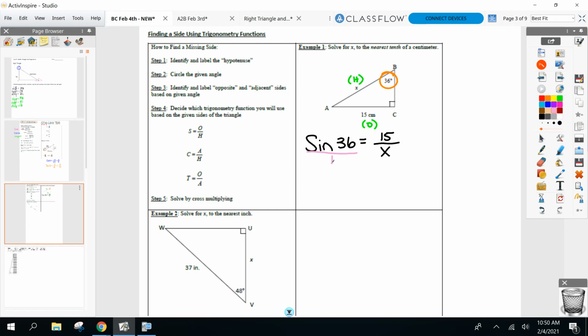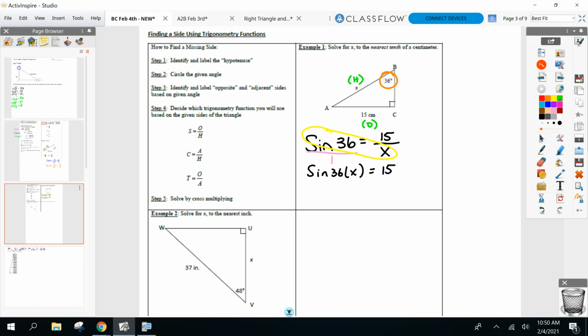Ready? I'll go this way first, I guess. Sine of 36 times x. I'm just going to write it down. Sine of 36 times x equals 15. Let your algebra skills take over. I got to get x by itself. Even if you're wrong, who cares? You were brave enough to guess. Anybody know what I need to do on both sides here if I'm going to get x by itself?